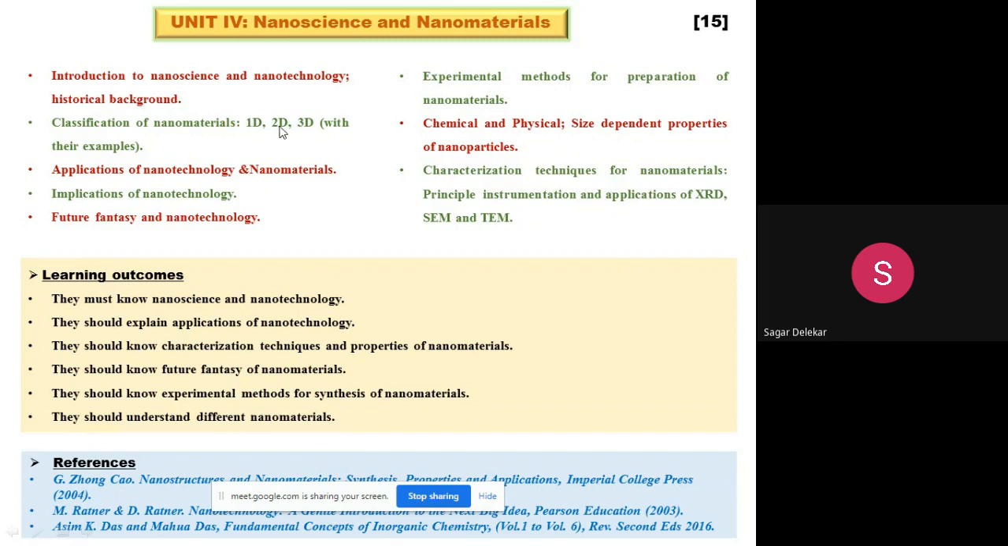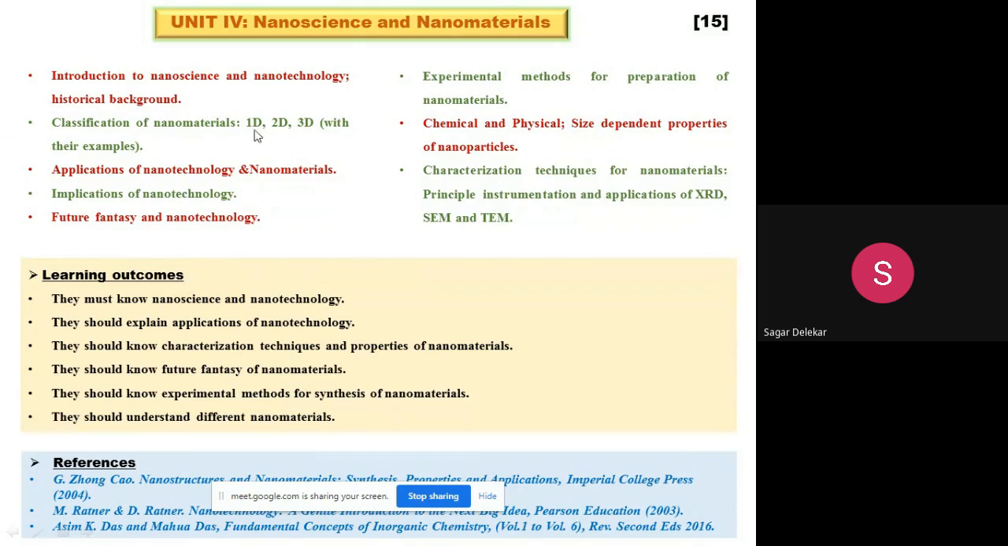2D, so this is in sheet form, in thin film form: graphene or graphene oxide sheet. So all these are 2D. And 3D, this is old or classical objects. Fullerene C60 is the best example of 3D.